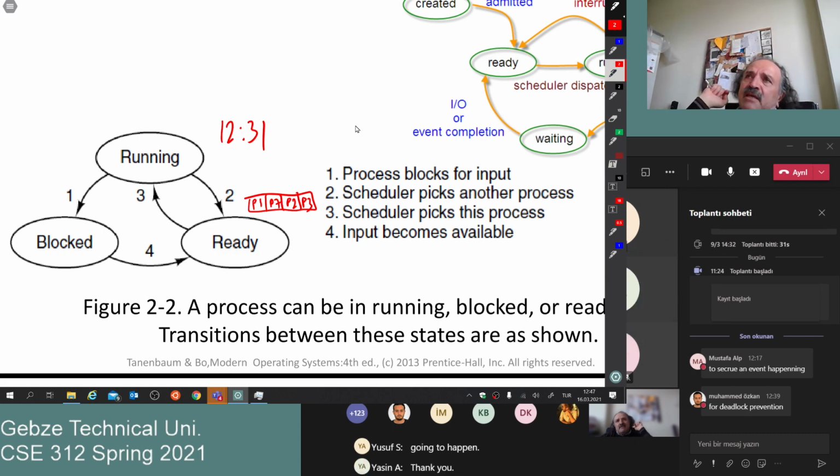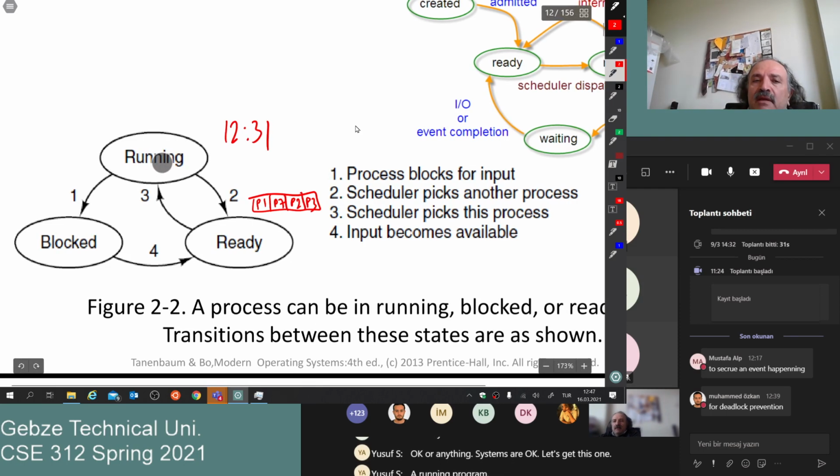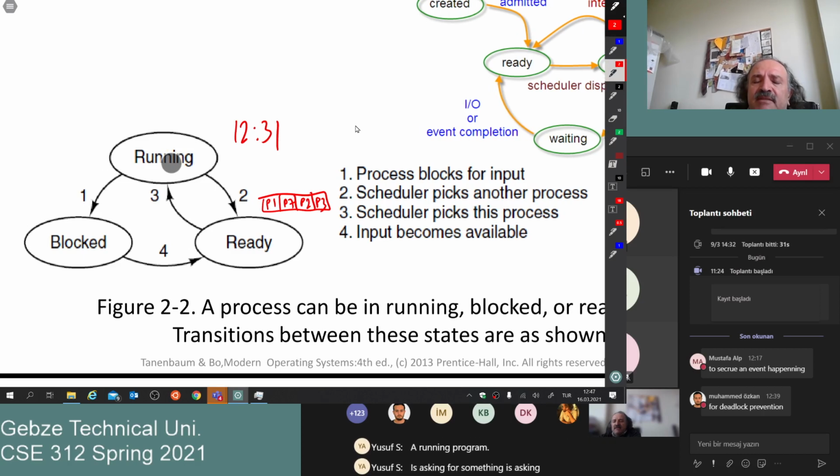Okay, let's look at this one. A running program is asking the operating system to do something. The operating system takes the call, and realizes that the data is ready. It just hands over the data to the original process, and the original process can go on now. It is the decision of the operating system to make that process go into the ready queue, or let it use the CPU again.